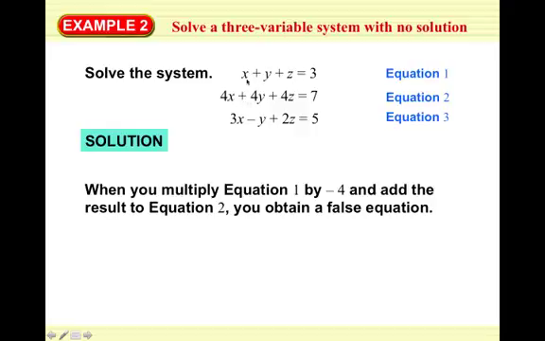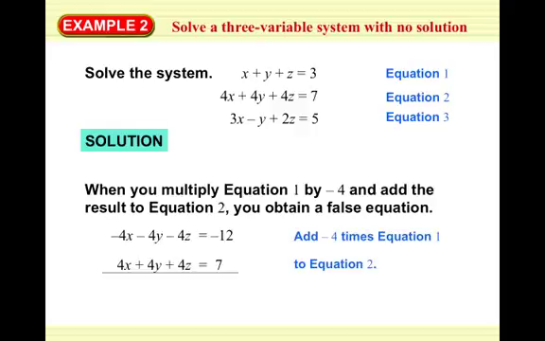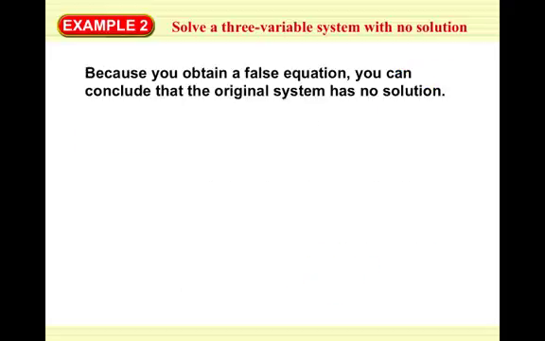And that would give us negative 4x plus 4x, negative 4y plus 4y, negative 4z plus 4z is 0. Negative 12 plus 7 would give us negative 5. So 0 equals negative 5 is a false equation, right? You can see there it's a false equation. So that means that we have no solution. Okay, we have no solution. You can either write out no solution or you can use the empty set symbol.